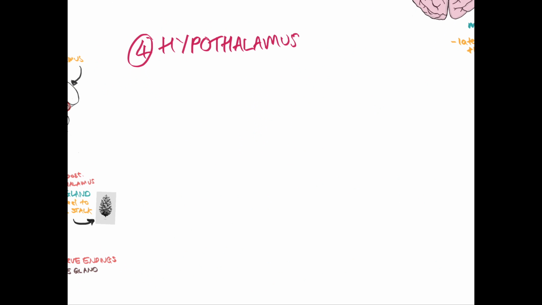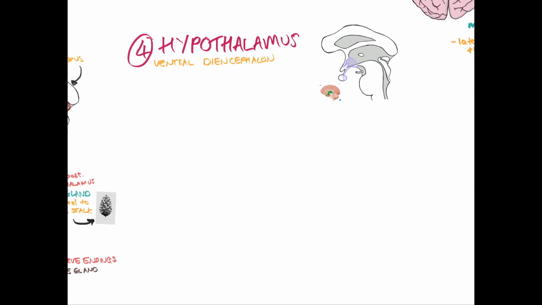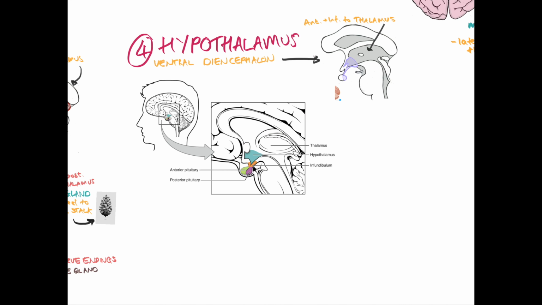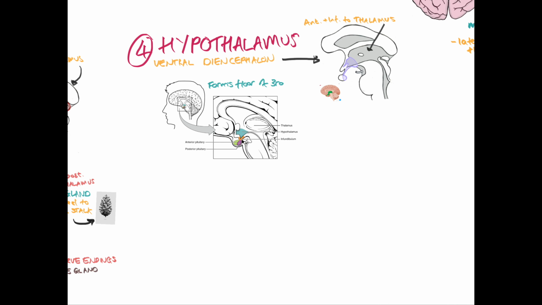Next, we move on to the hypothalamus. The hypothalamus is in the ventral portion of the diencephalon, as shown here in purple. It lies anteriorly and inferiorly to the thalamus. It forms the floor of the third ventricle, as we can see in this image.